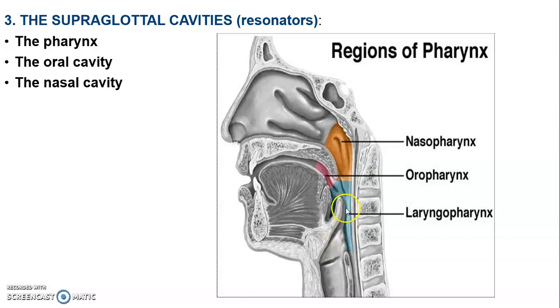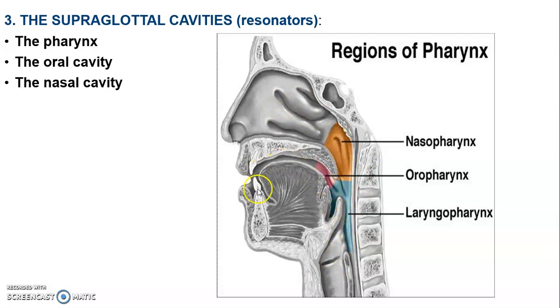goes on and it's amplified or resonated in 3 chambers: the pharynx, the mouth or oral cavity, and the nose or nasal cavity. So, the oral cavity or mouth, the pharynx, and the nose act as resonators. That is to say, that sound generated at the vocal cords resonates in these chambers.